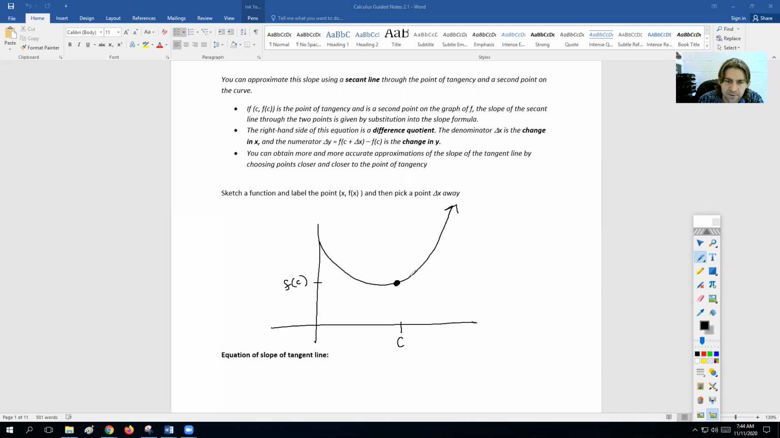Now, we can't find the slope directly. Our goal here is to find, I'll make this a different color, this red tangent line. This is the tangent line.